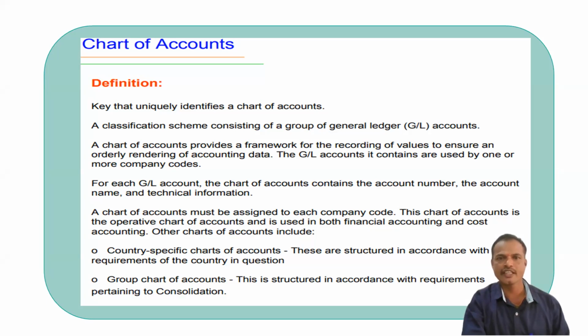Other charts of accounts include the country-specific chart of accounts. These are structured in accordance with the requirements of the country in question. Then the group chart of accounts, which is structured in accordance with requirements pertaining to consolidation. If you are consolidating your transactions, you use this group chart of accounts. For normal transactions, you can assign the country-specific chart of accounts in the system.